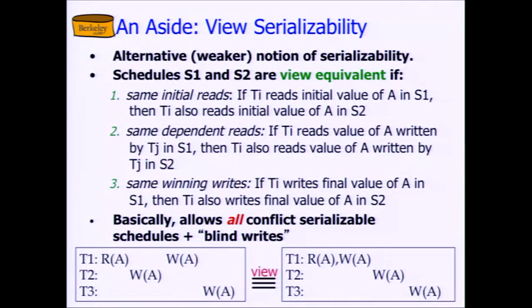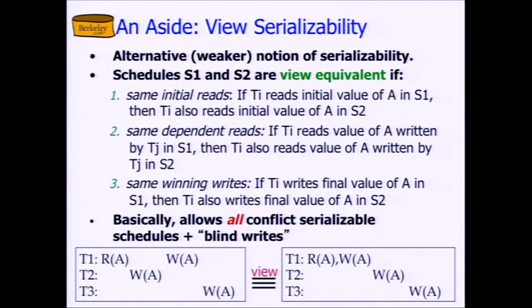Okay, let's see. T1 read the clean value of A, right? So we've got to make sure that in the next schedule, T1 also reads the clean value of A. And T3 is the winner on the write of A. So we've got to make sure that's true also. So let's look over here. T1 reads A and writes A, and then T2 writes A, and T3 writes A. All right, clearly these are not conflict equivalent because we swapped 2 writes on the same object from 2 different transactions. But in this case, the reads are the same, and the winning write is the same. T3 wins in both cases. It doesn't matter what order the writes of T1 and T2 happened in. It doesn't affect anybody.